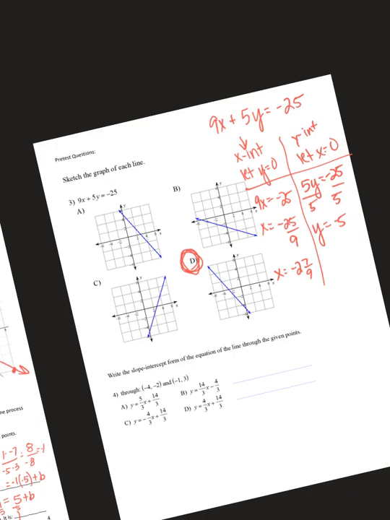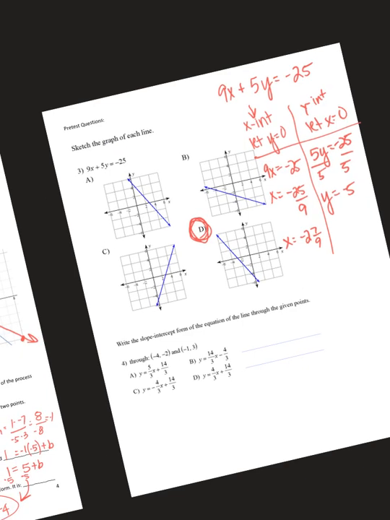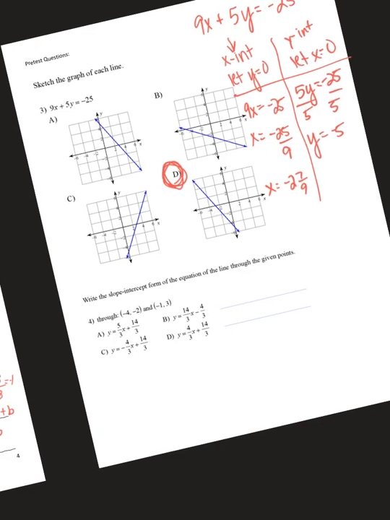Okay, number 4 from the pretest asked to write the equation that passes through the points negative 4, negative 2, and negative 1, 3 in slope-intercept form. So again, remember that slope-intercept form is y equals mx plus b. So we need to solve for m, and we need to solve for b.